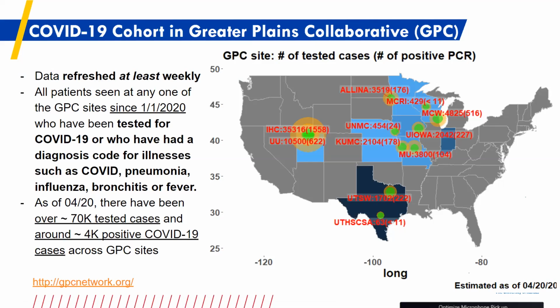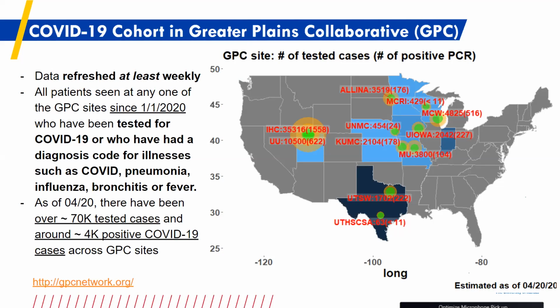And all the patients are included as long as they're seen at any one of the GPC sites since January 1st, 2020, who have been tested for COVID-19 or who have had a diagnosis code for illness such as COVID pneumonia, influenza, bronchitis, or fever. So it's a cohort much larger than just COVID-19. It also has other respiratory illness. So if you want to do a case-control study, it's also doable because the denominator cohort is much larger than just COVID.